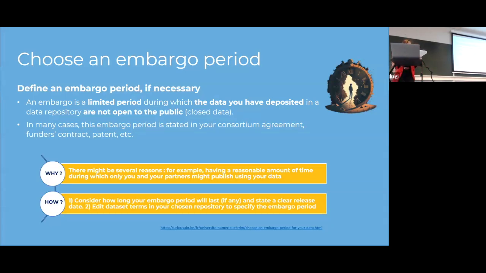You have to choose a reasonable duration. It can't be for years and years. It has to be a reasonable duration with a clear release date. And all these elements, as in a data sharing agreement, you can edit dataset terms in Dataverse UC Louvain to add an embargo period.